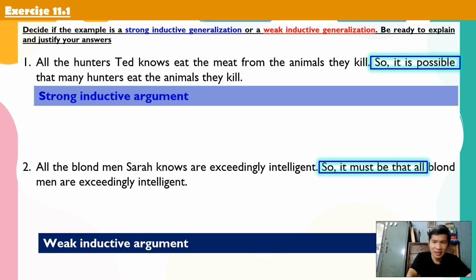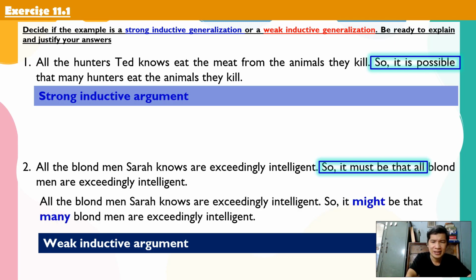Then it's more for a deductive argument, right? And also we have the word all. You go to a so big population as a whole. You can improve on this by saying, so it might be that many blonde men are exceedingly intelligent. Sounds much better. Think about this, because you are going to use this technique in order to give conclusions for your reports, for your projects.